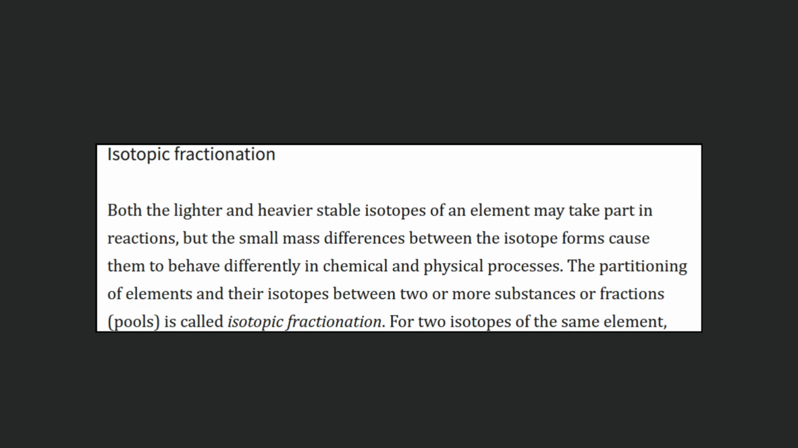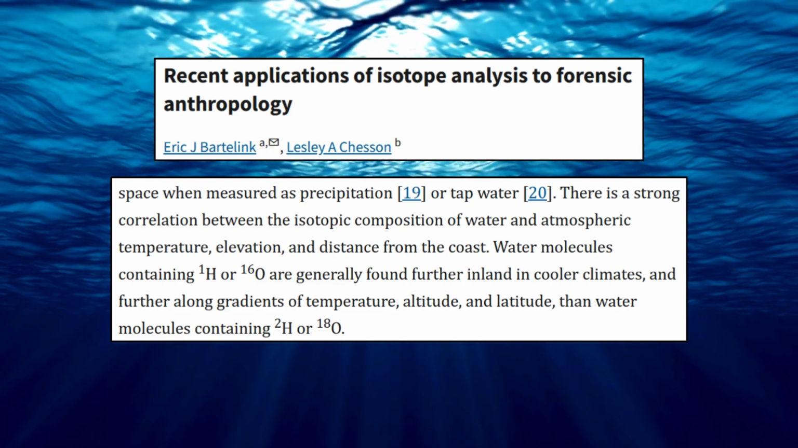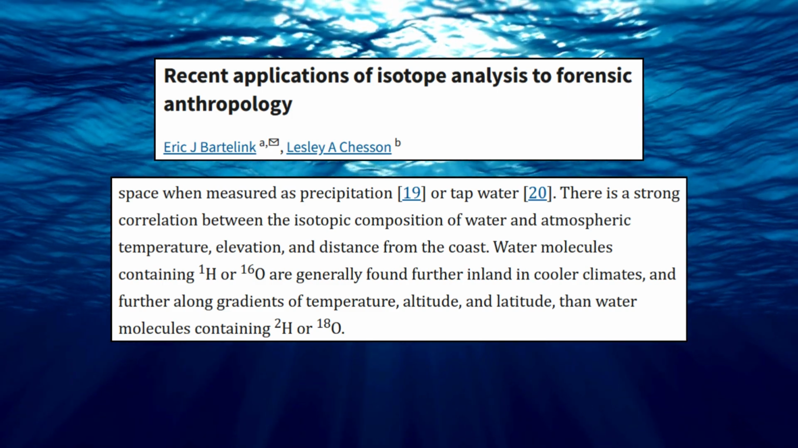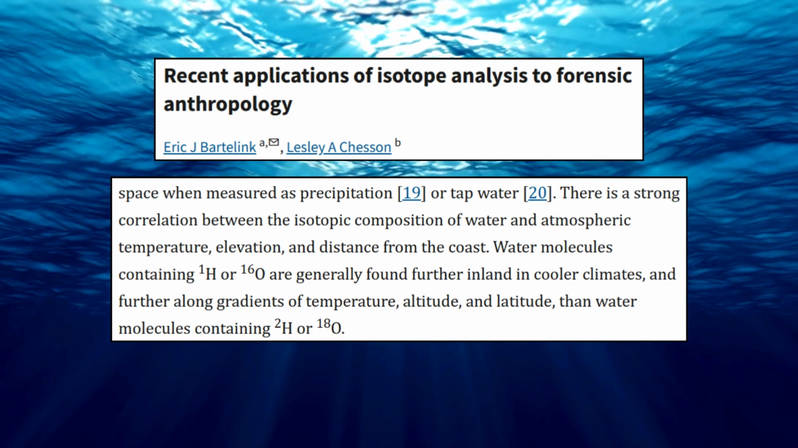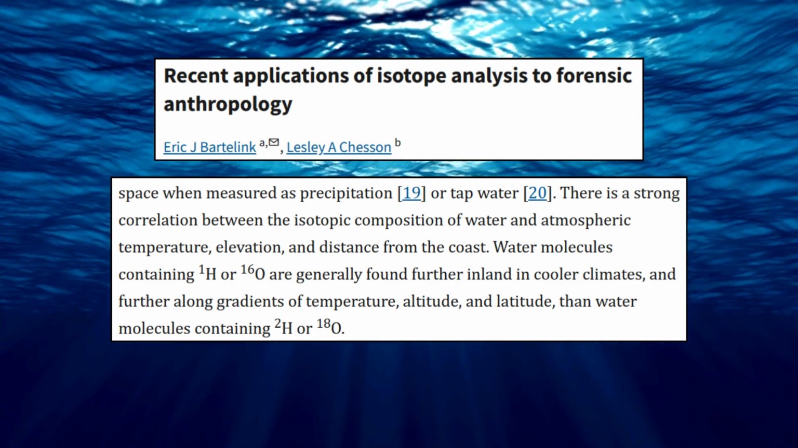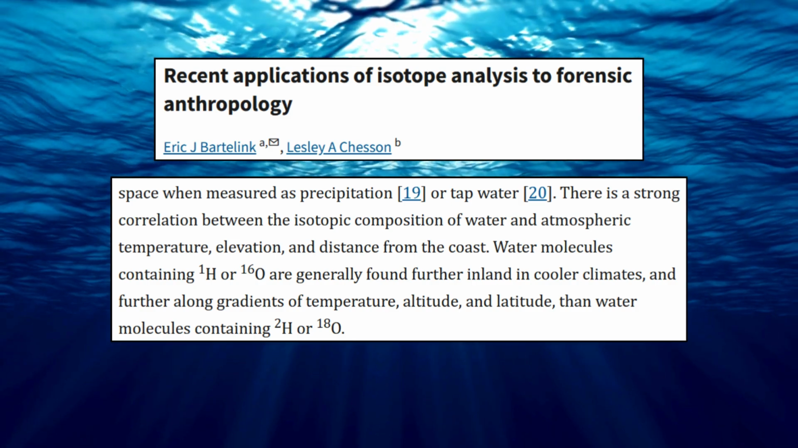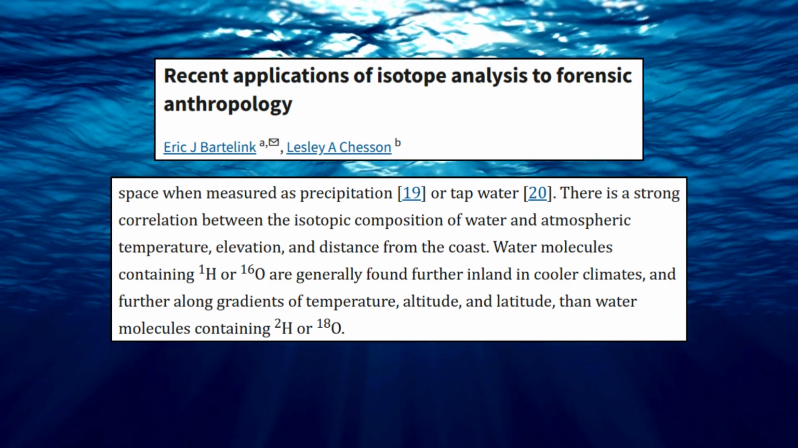A process called isotopic fractionation can help us to understand the environmental influence of an isotope over time. Take hydrogen and oxygen as an example. As they move through the global water cycle, they have different compositions, whether they've been measured as precipitation or compared to tap water. There is a strong correlation between the composition of water and atmospheric temperature, elevation and distance from the coast. Water further inland, in cooler climates, for example, would more likely have a makeup of 1H and 16O, whereas you're more likely to find 2H and 18O at higher temperatures, altitudes and latitudes, for example.